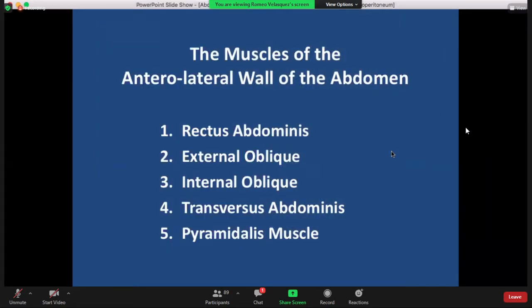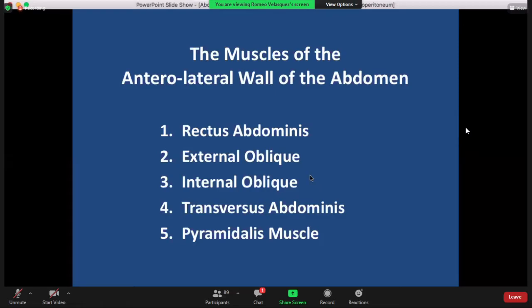The muscles of the anterolateral abdominal wall, one of the objectives that I have listed. Very easy, right? Just 5 muscles. The recti muscles and the obliques are all paired, present on both sides, right and left. So whenever you're given practical questions about this, the correct laterality of the muscle must be indicated, okay? I am always very particular about laterality. And then the transversus abdominis and pyramidalis muscle.